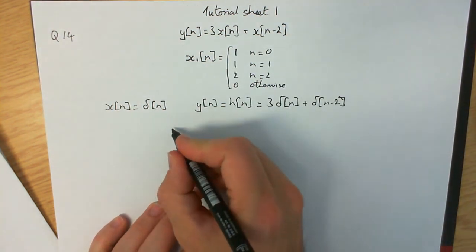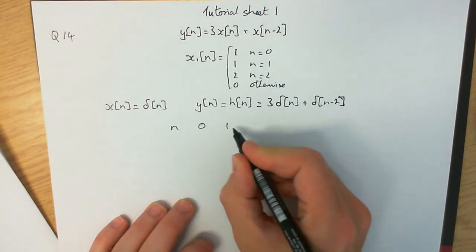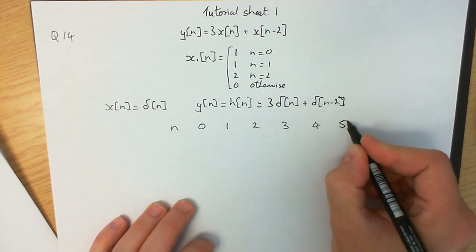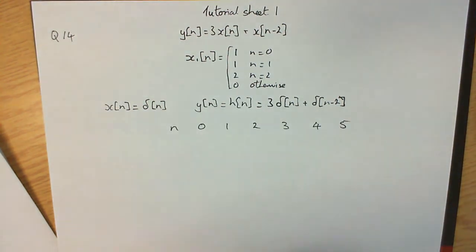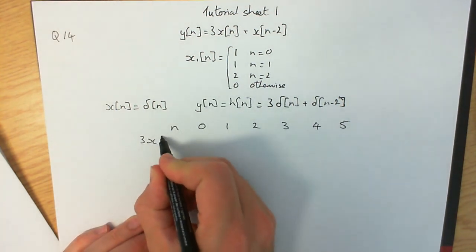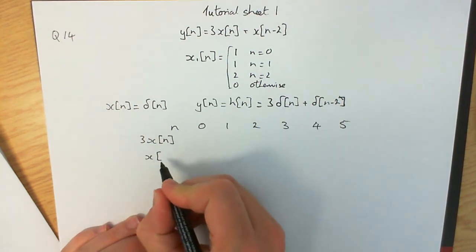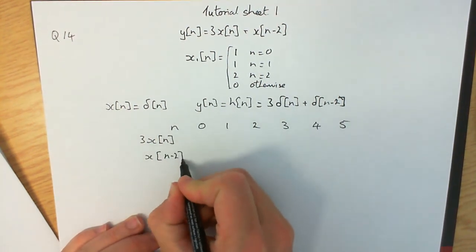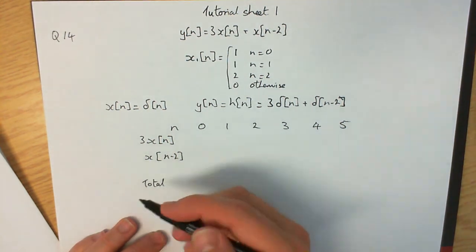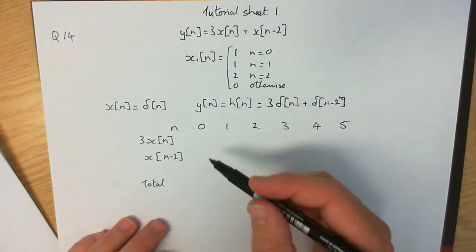So what I'm going to plot is n across the top, and we're going to have n from 0, 1, 2, 3, 4 and 5, and then we're going to have our two functions, 3x of n and x of n minus 2, and then the total, because we have to add them up, we can do that.